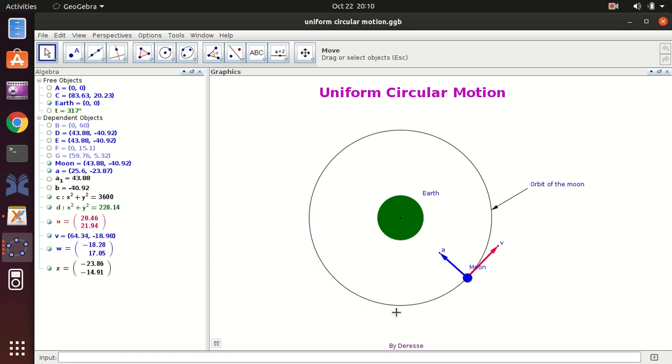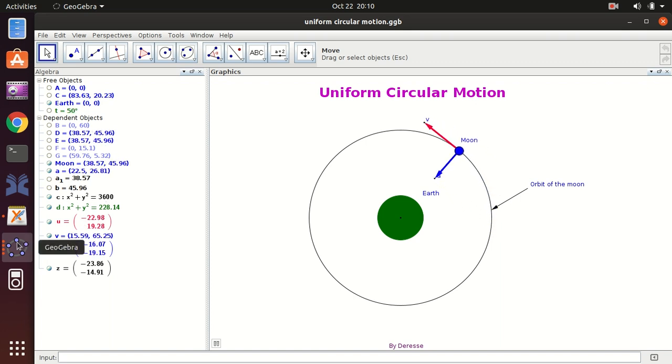Look, the path that the moon follows is not a straight line, it is curved. Therefore, we call this kind of motion curvilinear motion. In fact, specifically we call it uniform circular motion, or circular motion in general.